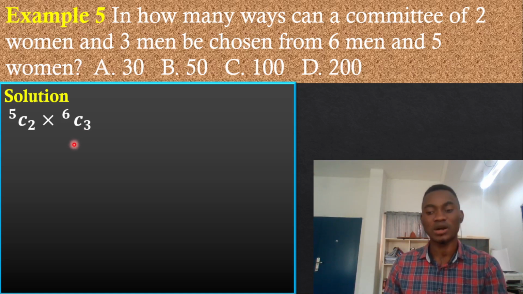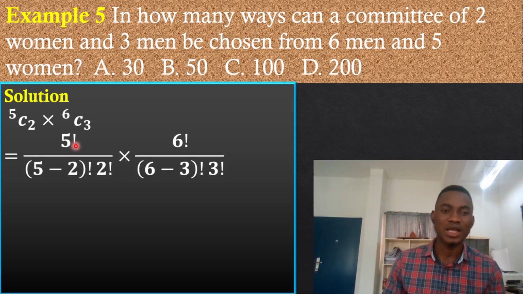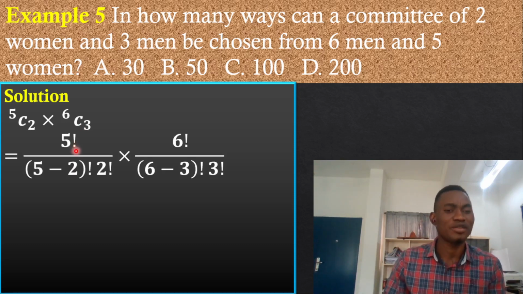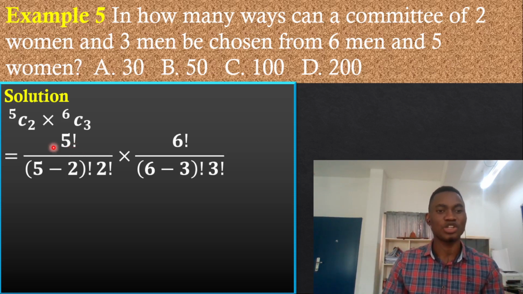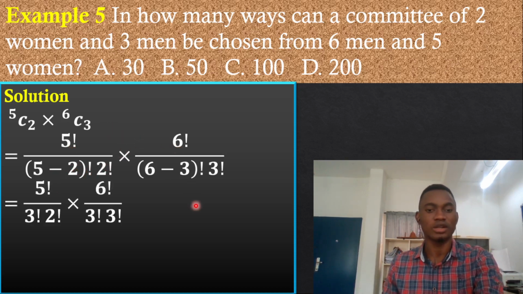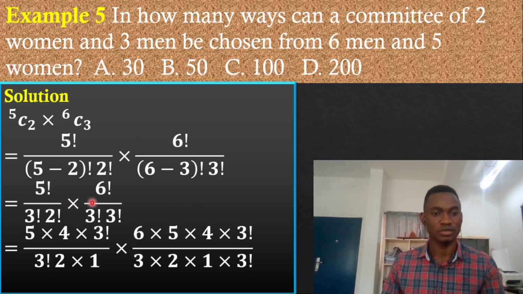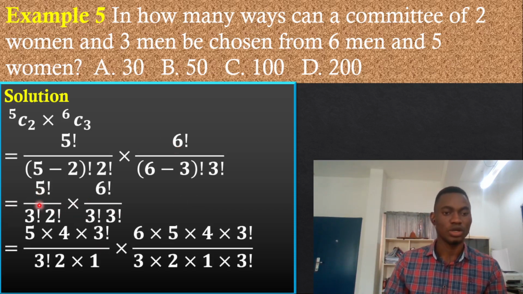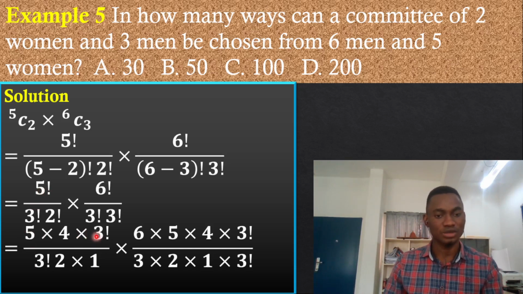So we are going to recall our combination formula. We apply it accordingly, and we have our answer. 5 combination 2 can be expressed as 5 factorial upon 5 minus 2 all in bracket factorial, then times 2 factorial. Same thing happens around 6 combination 3, and that gives us this. 5 factorial can be expressed as 5 times 4 times 3 factorial, so that this 3 factorial up can cancel the 3 factorial down.